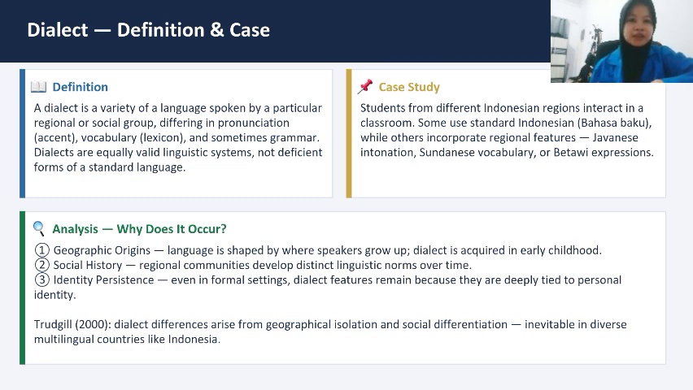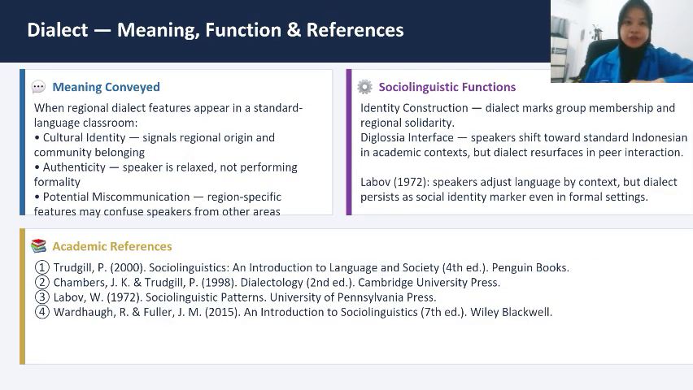According to Chambers, 2000, dialect differences arise from geographic isolation and social differentiation. People acquire their dialect in early childhood, and it carries the linguistic identity of their home community. In Indonesia, with over 700 regional languages, this kind of variation is completely natural. When regional dialect features appear in a classroom, several meanings are communicated. First, cultural identity. Dialect signals where the speaker is from.